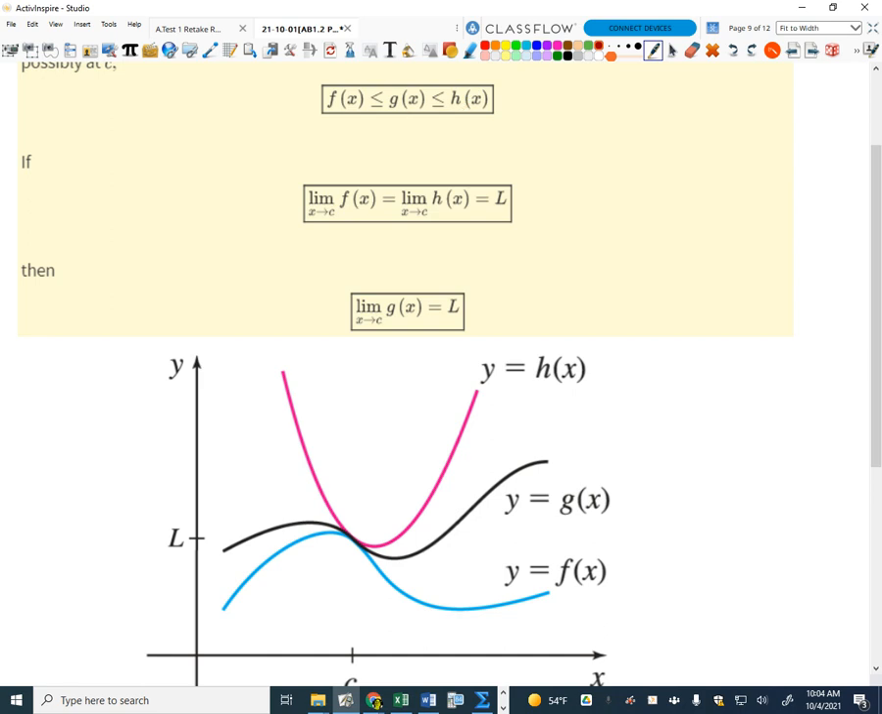Okay, well, what happens if the limit of the bottom function as x approaches c is equal to the limit of the top function as x approaches c? Let's just say it has some value L. Well, what's that doing to the middle function then?